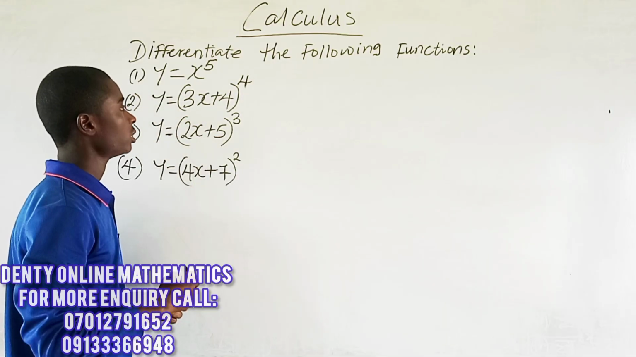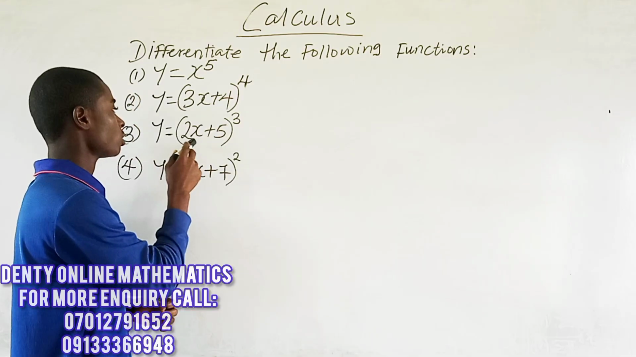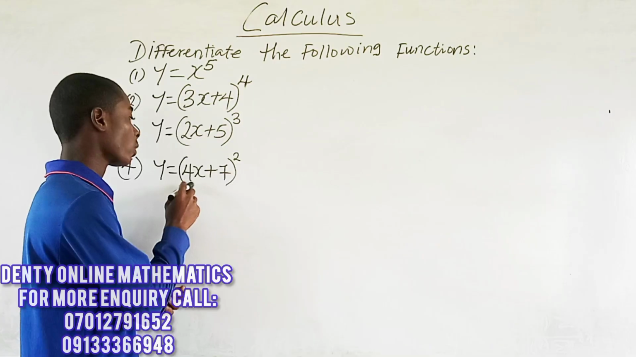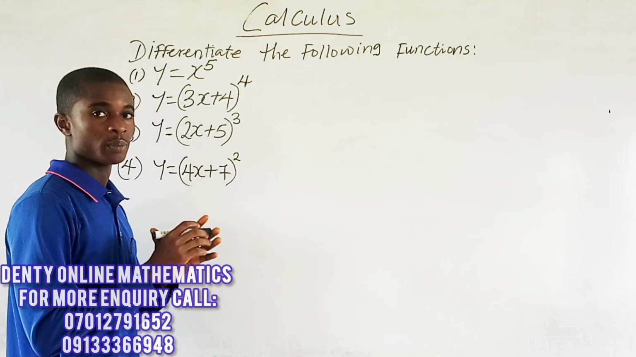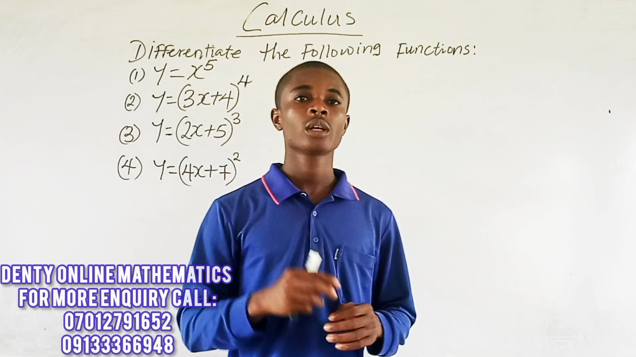Second one, y equal to (3x plus 4) all raised to the power of 4. The third one, y is equal to (2x plus 5) all raised to the power of 3. And then the last one, y equal to (4x plus 7) all raised to the power of 2. Now this is what you need to do when it comes to differentiation.